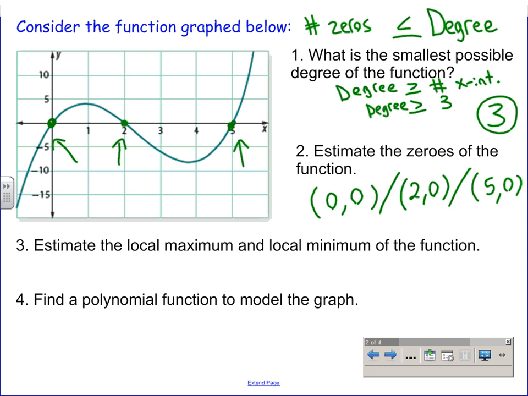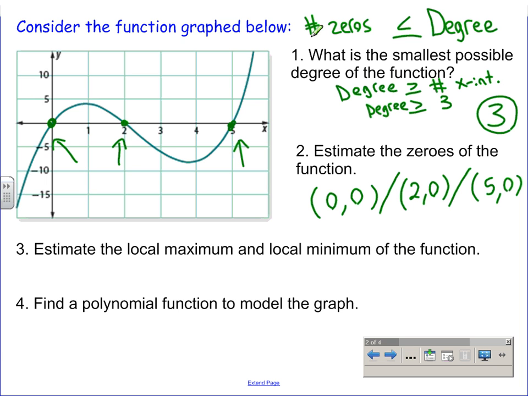Now, part 3 says to estimate the local maximum and local minimum of the function. Let's start with the local maximum. Remember, you can think of local maximum and minimum as turning points, or peaks and valleys. Local maximum is a peak. Right here, this looks like a peak of my graph. If I had to estimate its coordinates, it's not quite at 1, so maybe I'll say 0.9, and it's not quite at 5, so I'll go with (0.9, 4).